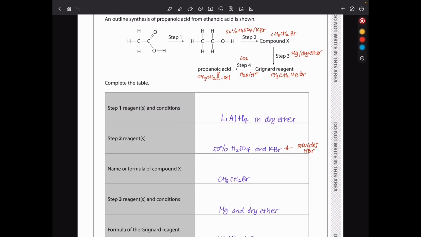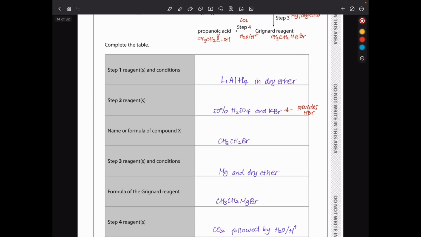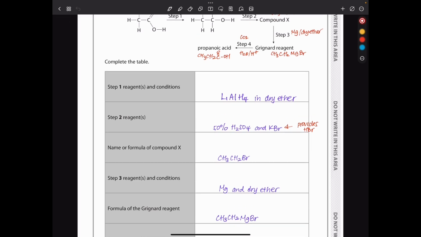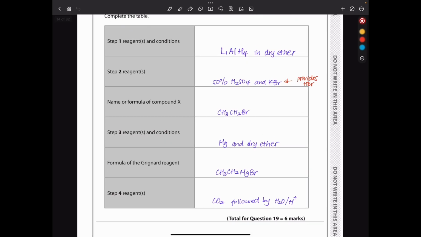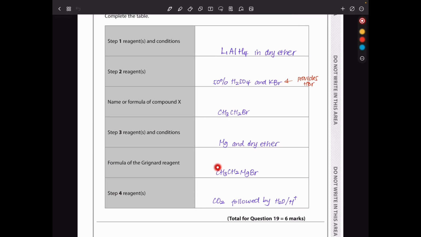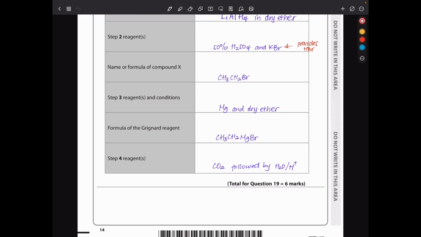So here they say step 1. They want us to complete the table. Step 1, reagents and conditions. In this step, we use a reducing agent, LiAlH4 in dry ether. Then step 2, the reagents are going to be 50% sulfuric acid and potassium bromide. And then name or formula of compound X. Compound X is CH3CH2Br, like I've already explained. Then step 3, reagents and conditions, is going to be magnesium in dry ether. We are trying to make Grignard's reagent. And then the formula of Grignard's reagent is that. And the final step, carbon dioxide followed by hydrolysis in acidic conditions.